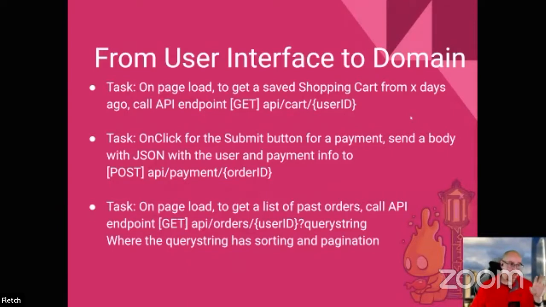And they'll have a task like on page load. Let's do the middle one: on click for the submit button. So we're still talking about UI language here. We've sort of moved back on the gradient to the other side, to the beginning side again. On click for the submit button for a payment, send a body with the JSON with the user and the payment info to, and you have this post API with an order ID on there.